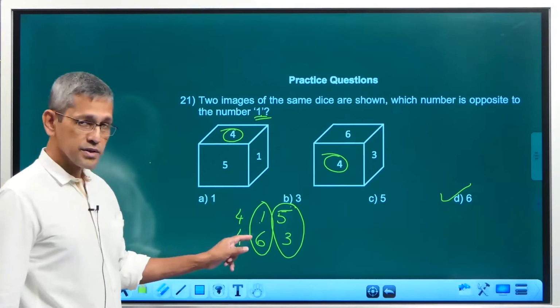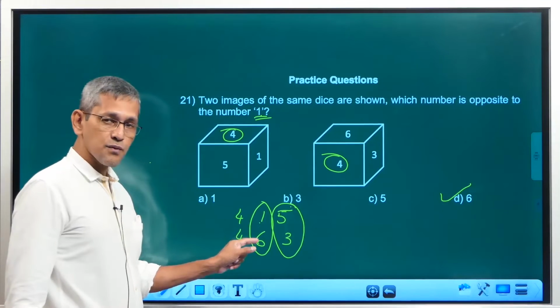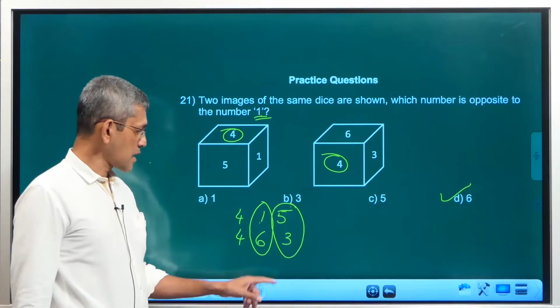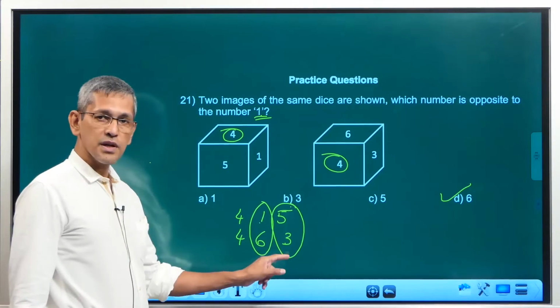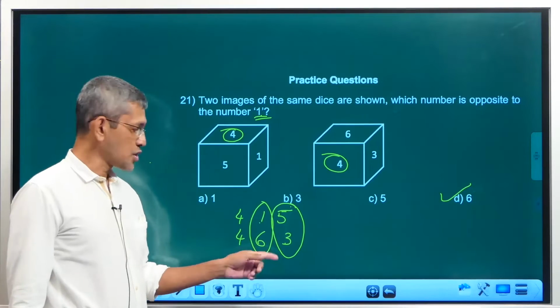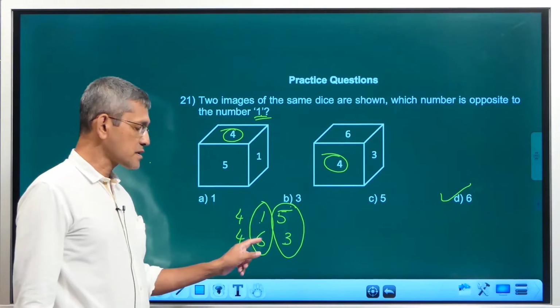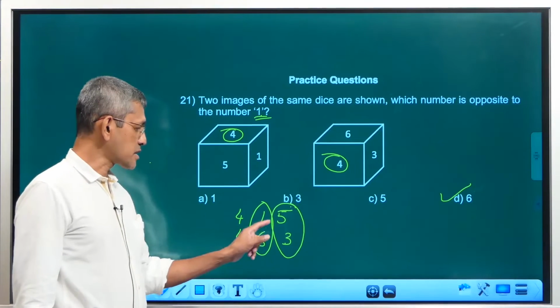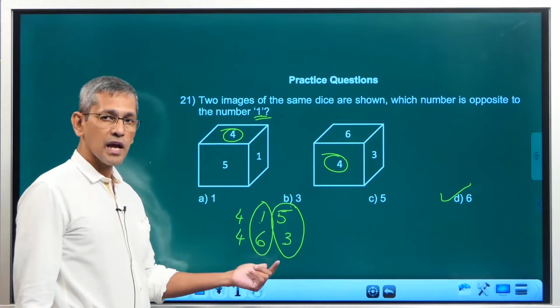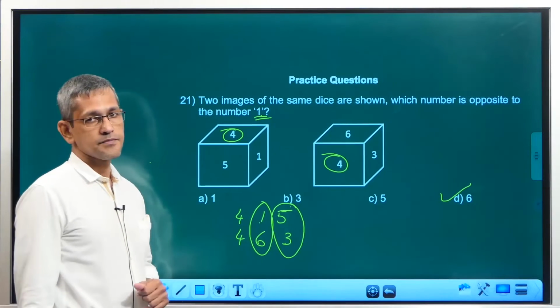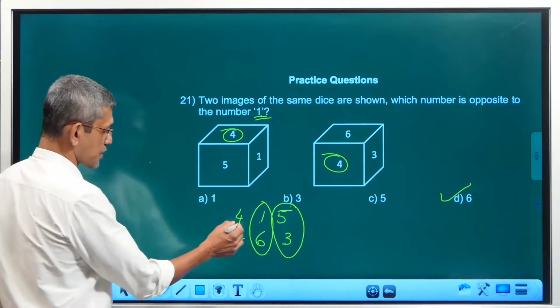And here you notice that 1 and 6, 1 plus 6 is 7. And 5 and 3 are opposite. So 5 plus 3 is 8. So here one pair of opposite faces, the sum is 7. But the other pair, 5 plus 3 is not 7. It is 8. And how about 4?